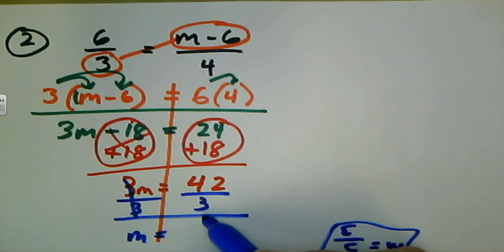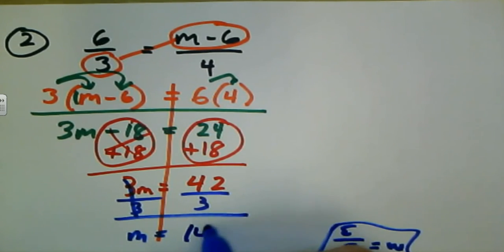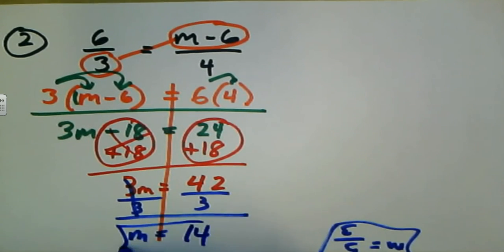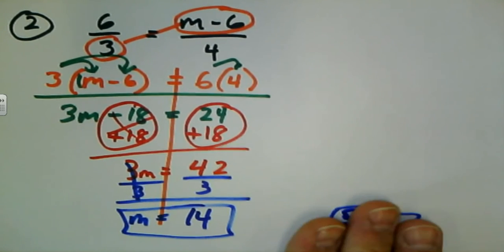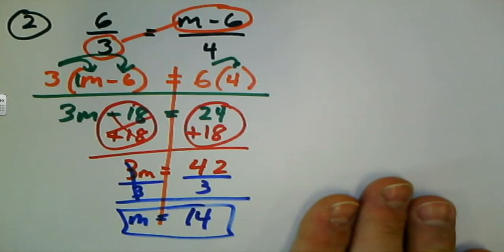And 42 over 3 will reduce, or it goes into it. So what is it? 14. Very good. Thank you. 14. Did I get it all on there? Good. Ignore that. Yep, 14.